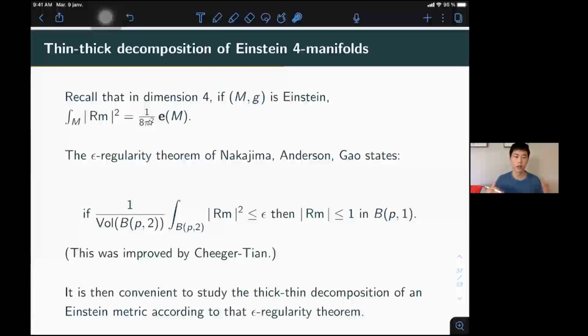To prove the theorem, it is very convenient to study the so-called thick-thin decomposition of your Einstein metric. It's going to be a decomposition into two pieces of your metric that is made according to this epsilon. So it is by design.